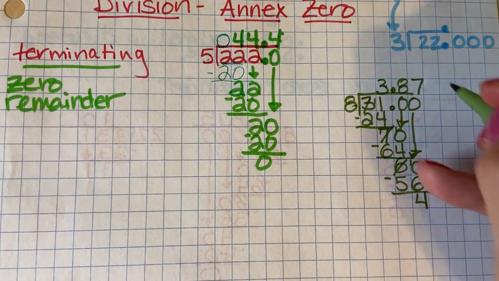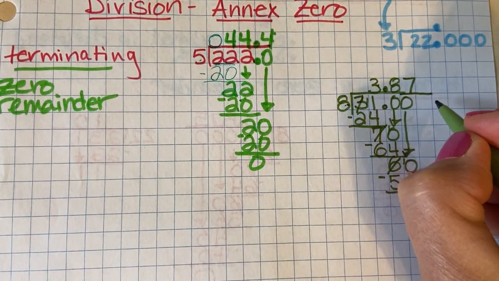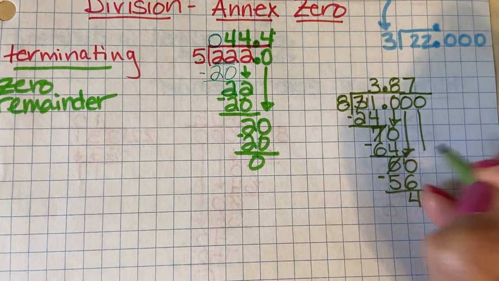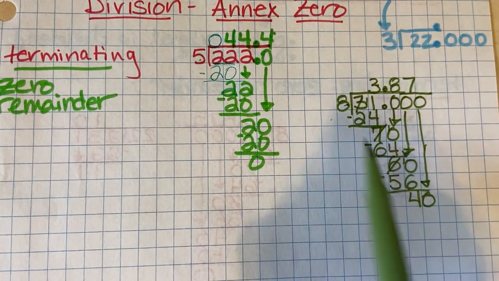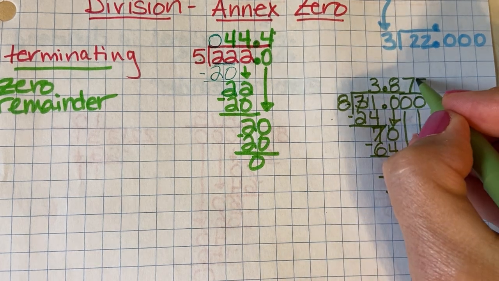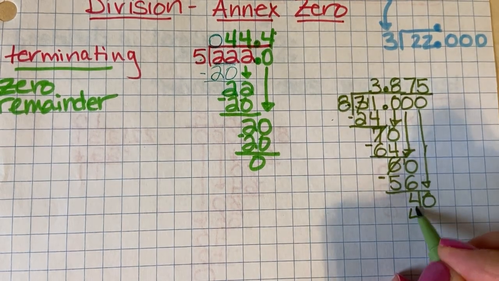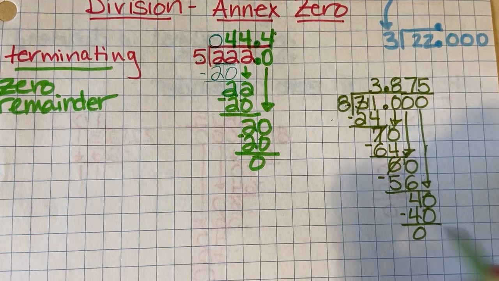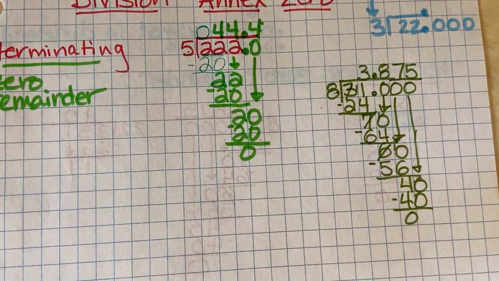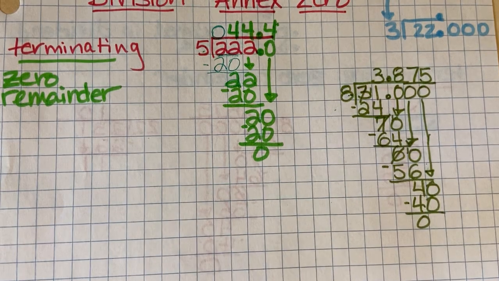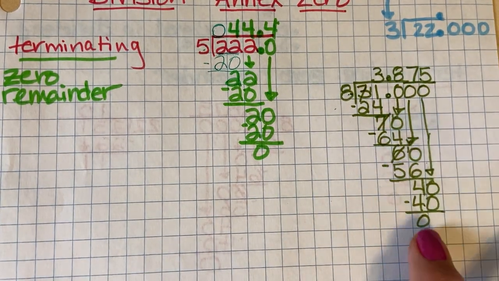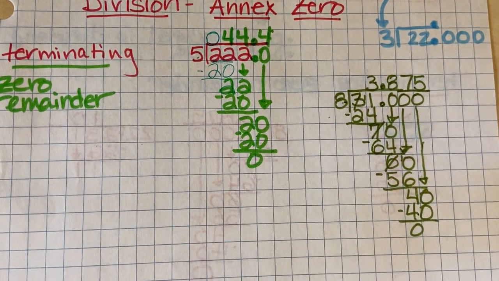Still have a remainder. So I'm going to make my line a little longer, annex another 0. All right, how many 8s would fit into 40? Here we go. That's 5 times, because 5 times 8 is 40. So I end up with a 0 remainder, okay? So there's 2 examples of when you have a terminating decimal. That means that you get a 0 remainder. No matter how many zeros I had to bring here, I end up with a 0 here, okay?